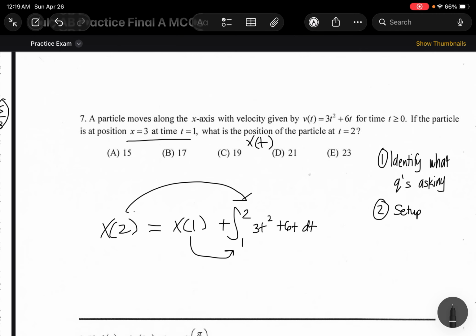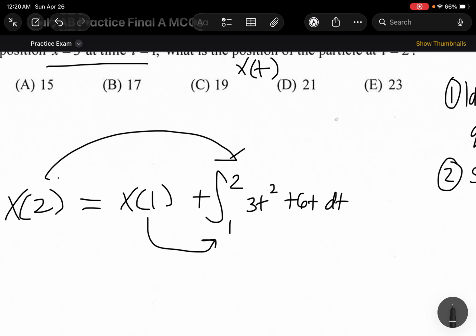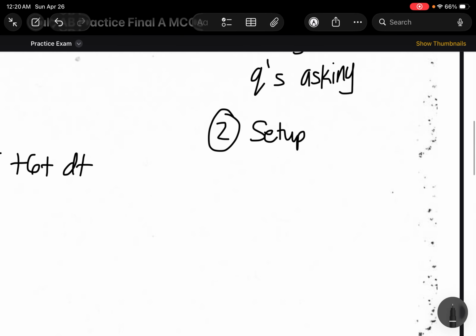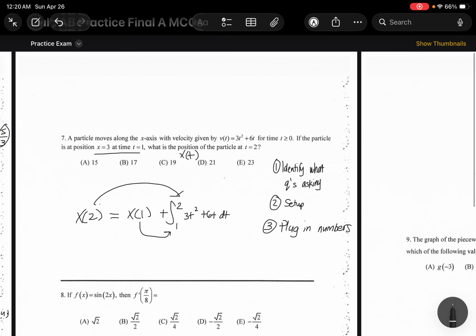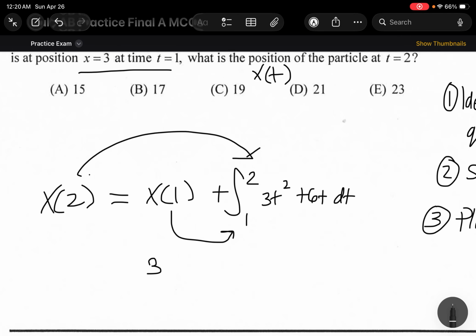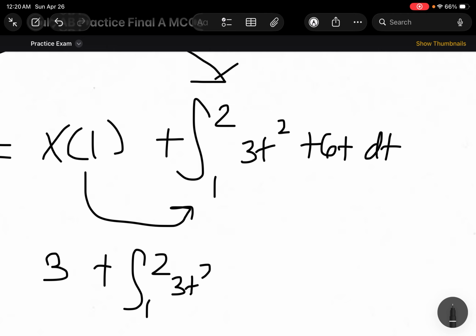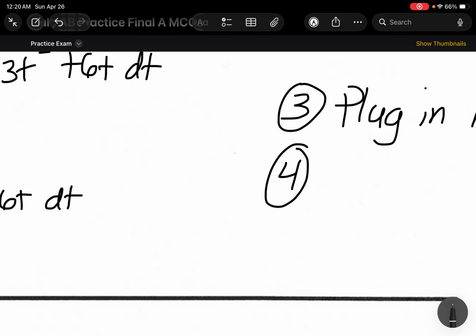You could use a calculator if it lets you, and that would save you a few seconds of your time, but we're not allowed to use a calculator for this section. So now 3, you're going to plug in everything, variables or numbers. So now it's going to be x of 2 equals 3, because at time t equals 1, it is at position x equals 3, plus the integral from 1 to 2 of 3t squared plus 6t dt.